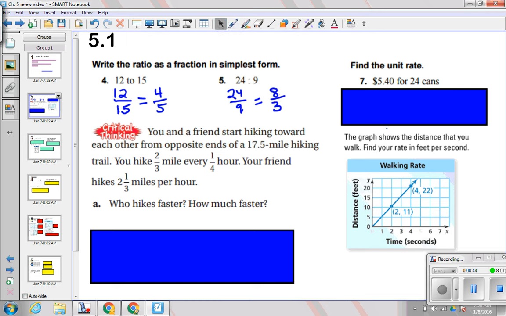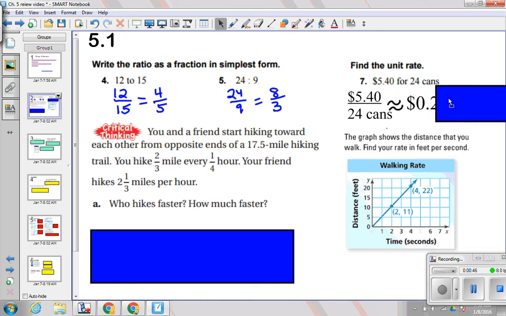Okay, we're going to find unit rates. So for this one, we have to take our money and divide by cans. Notice I put approximately equal to, because we had to round that money to make it make sense. It would be 23 cents a can.